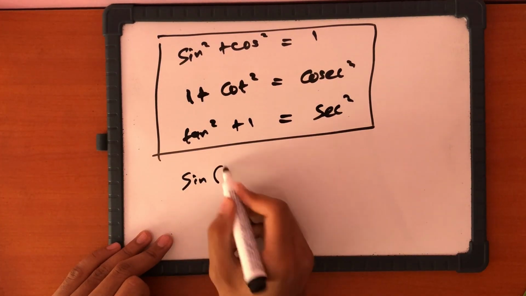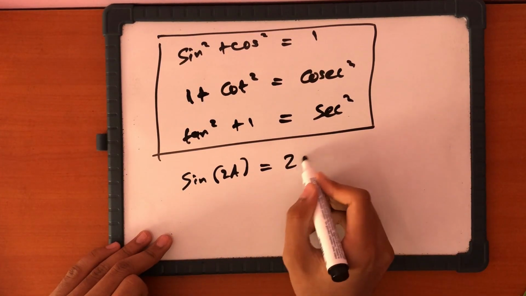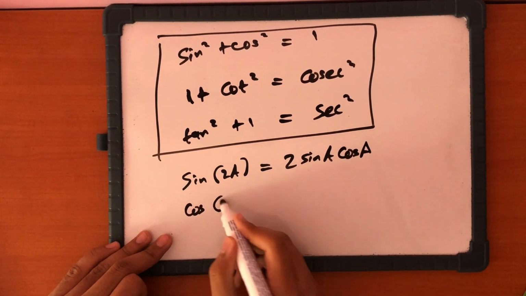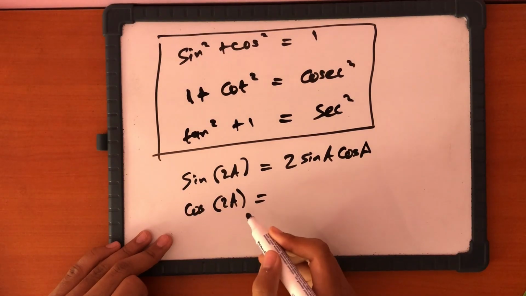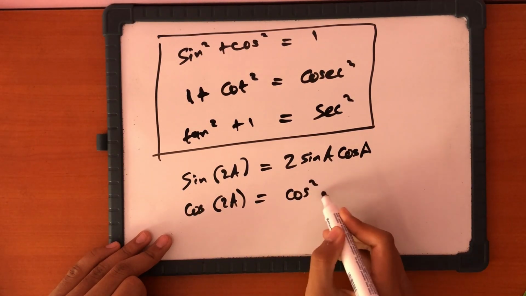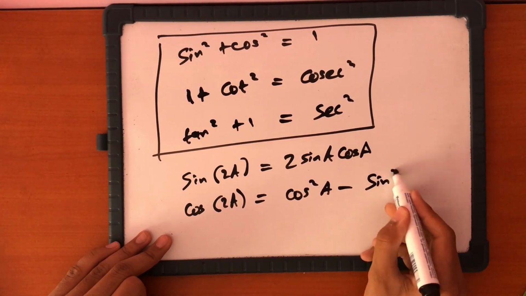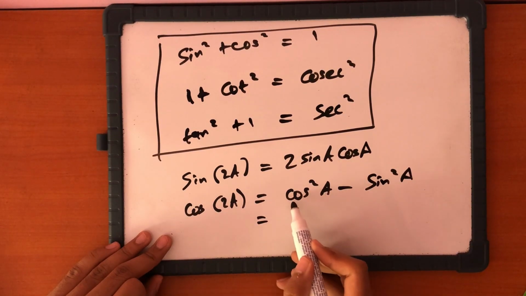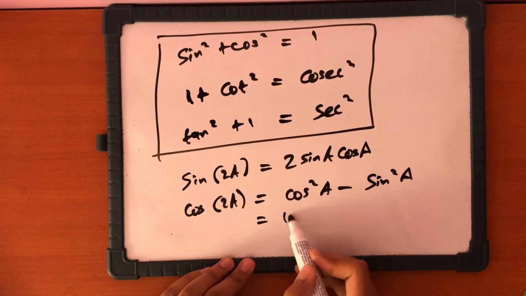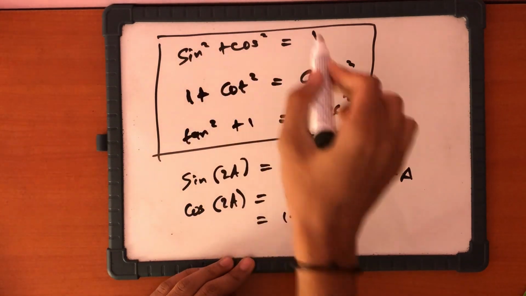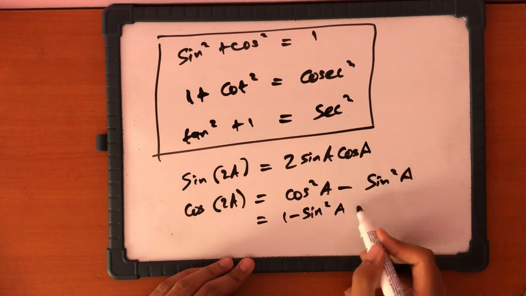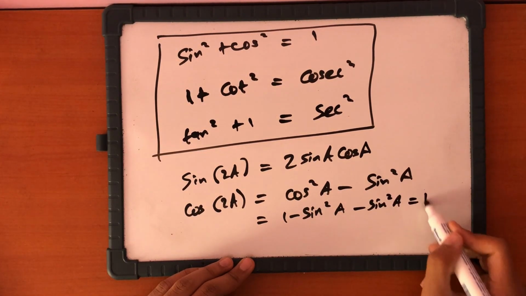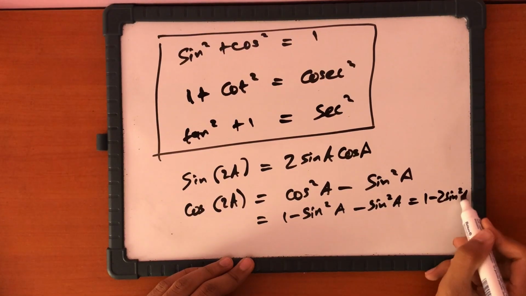Sine of 2a is just 2 sine a cos a, and cosine of 2a is cos squared a minus sine squared a. Remember, now this one can be simplified to cos squared is the same as 1 minus sine squared from here. 1 minus sine squared a minus another sine squared a, so minus sine squared a. So this is the same as 1 minus 2 sine squared a.